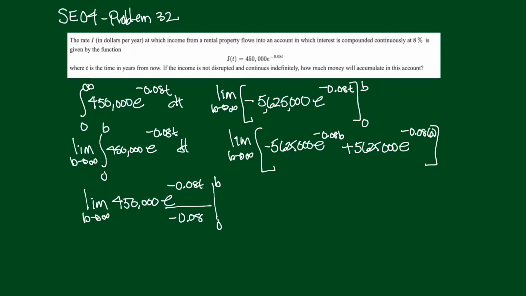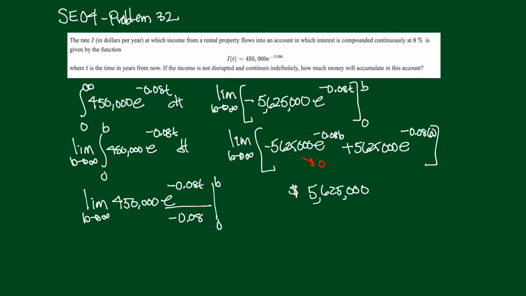So what happens here as b goes to infinity? This is an exponential decay function. The farther we go out, the closer this gets to 0. So that whole term is heading to 0. And this one over here, 0 times 0.08 is 0. E to the 0 is 1. 1 times that number is that number. That number has no b's in it, so the limit really doesn't affect it. So we're going to conclude that this is now just going to be 5,625,000.